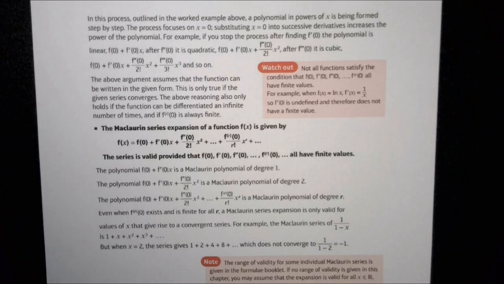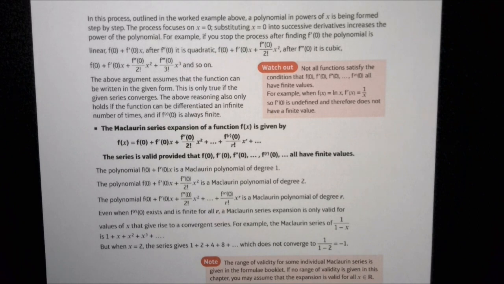Now, in this process outlined in the worked example above, that was example number 7, a polynomial in powers of x is being formed step by step. This process focuses on x equals 0. Substituting x equals 0 into successive derivatives increases the power of the polynomial. So for example, if you stop the process after finding f dash of 0, the polynomial is linear, because we've got f of 0 plus f dash of 0 times x.